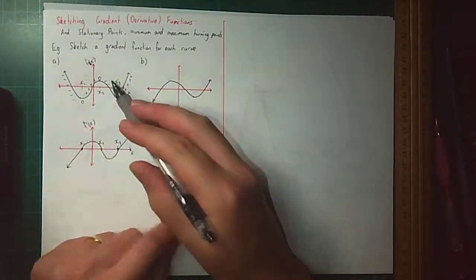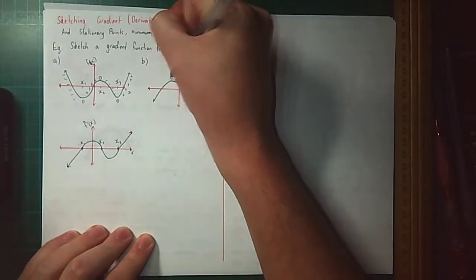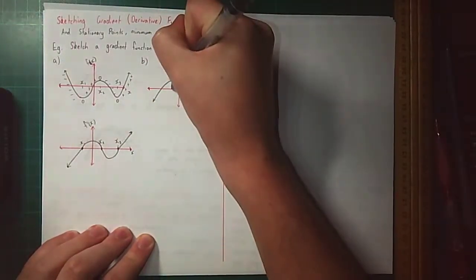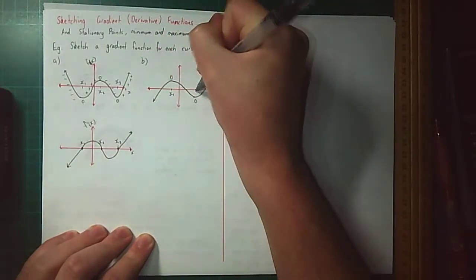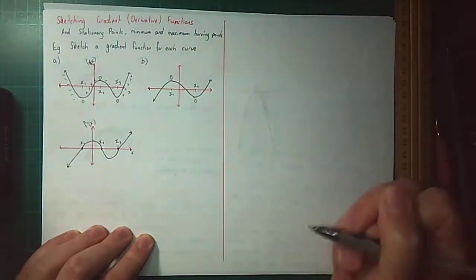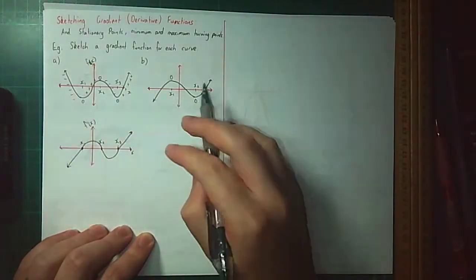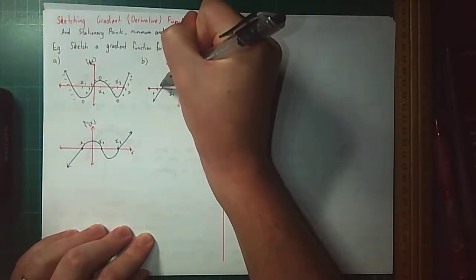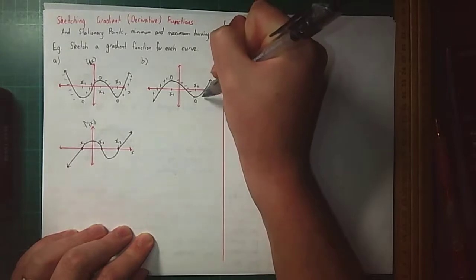Now that we've got that idea for this example, we'll do it again for this one. So first things first, we label where the gradient is 0, and then on the x-axis we label our x1 and x2, and we just keep them going if we need to. Next, I'm going to assign whether it's a positive or negative gradient along the curve. So here we've got a positive gradient, here's negative, and then here's positive.